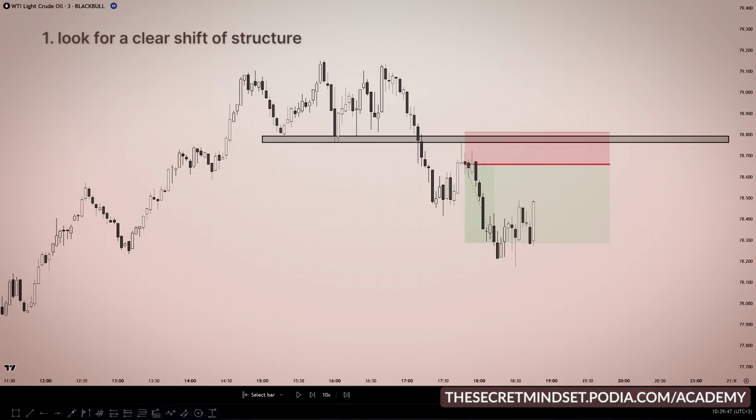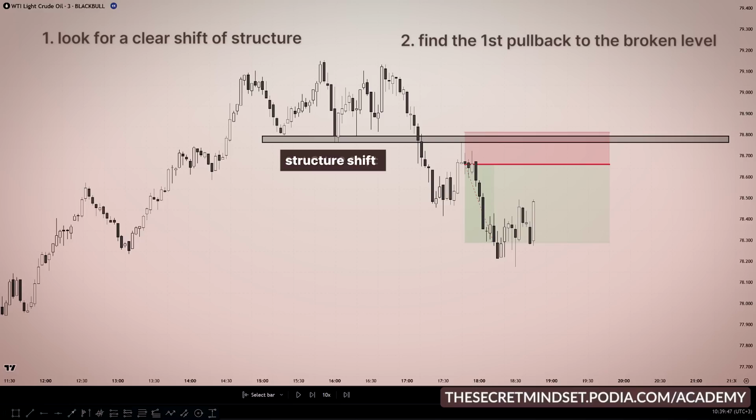First, look for a clear break of a previous high or low. This is your first clue that smart money might be changing direction. After the break, don't chase the move. Instead, wait patiently for price to come back to the broken level. This is where you'll look to enter.